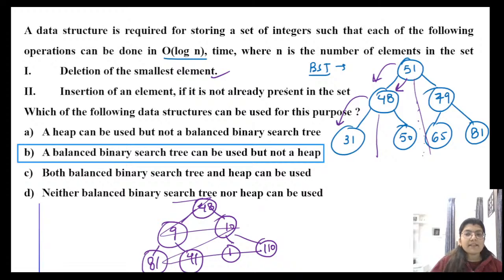Insertion of an element: to insert also, I know that, suppose my element is 78, suppose I have to insert 78. So I am at 51. I know where I have to go. I have to go to the right hand side. So again, I have reduced my searching and reduced my working. But in case of a heap, again I have to follow the same procedure. So I have to search every element to reach the end of this tree. So that is why a balanced binary search tree can be used, but not a heap. Is this point clear?